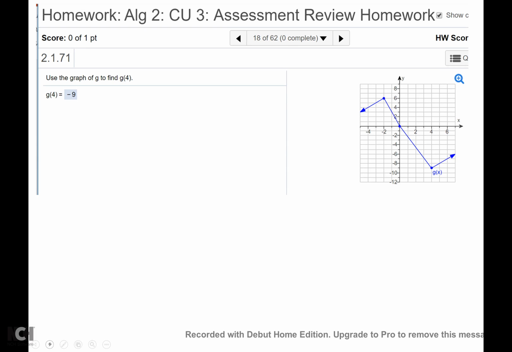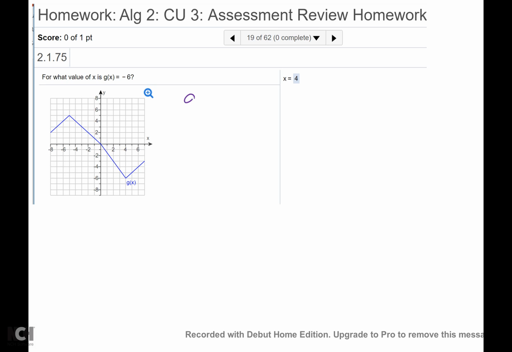Okay, use the graph of g to find g of 4. When they're telling me to find g of 4, they're telling me to locate the ordered pair that has 4 for an x coordinate. Well, there's 4. If I go to the graph, the y coordinate that goes with that is negative 9. So g of 4 is negative 9. You're just finding the missing piece of the ordered pair.